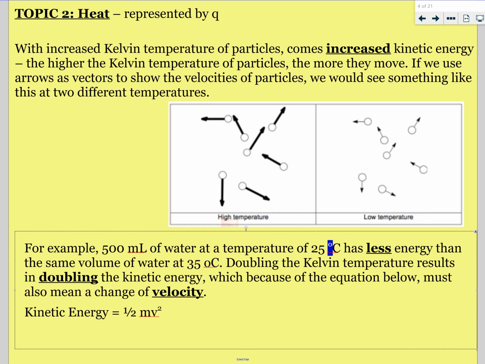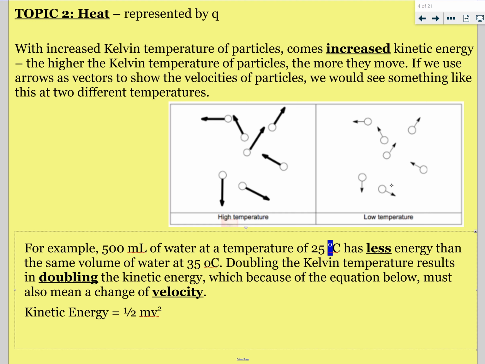And if we use arrows as vectors to show the velocities of particles, we see something like this at two different temperatures. This is a bad representation. Yes, at a higher temperature, they're going to be faster on average along their vector, but they should be distributed, not all the same length, and the same with lower temperatures. Some particles are not moving in both cases. But at higher temperatures, they tend to be moving faster.